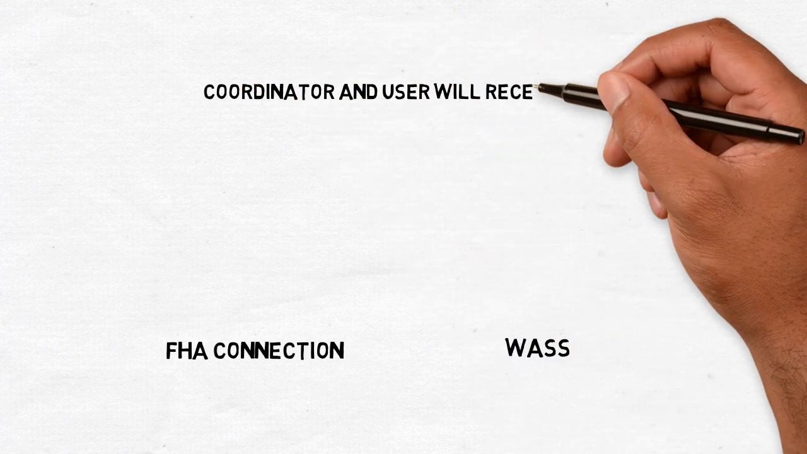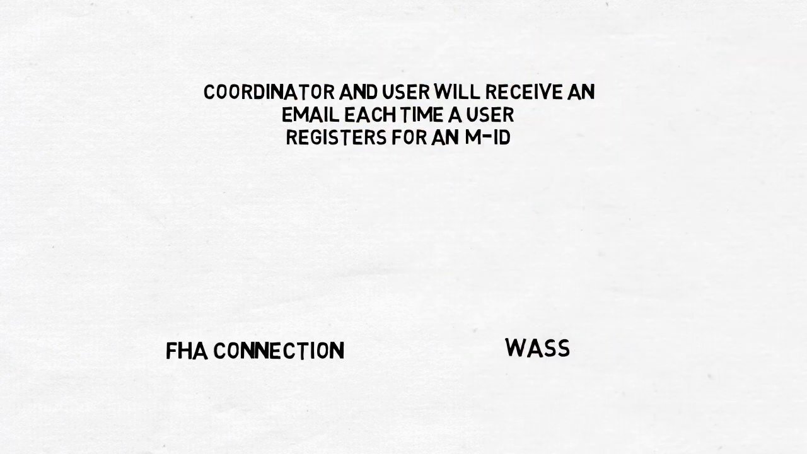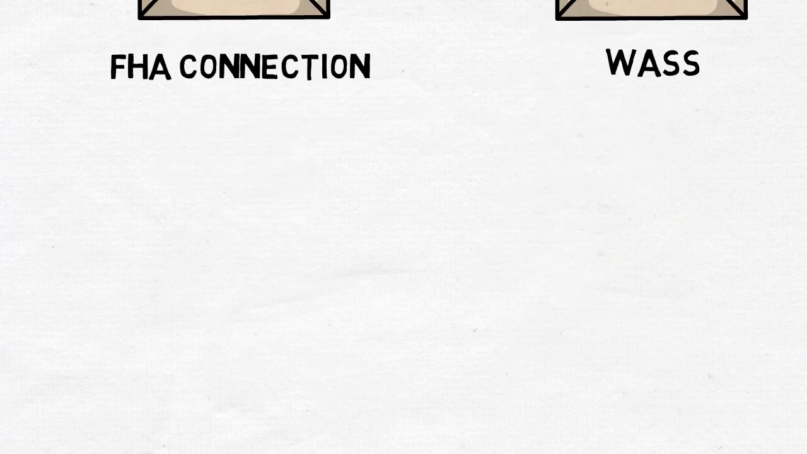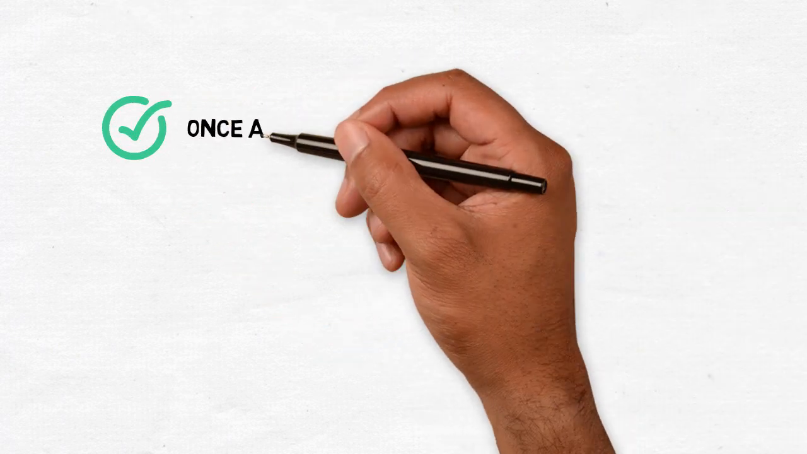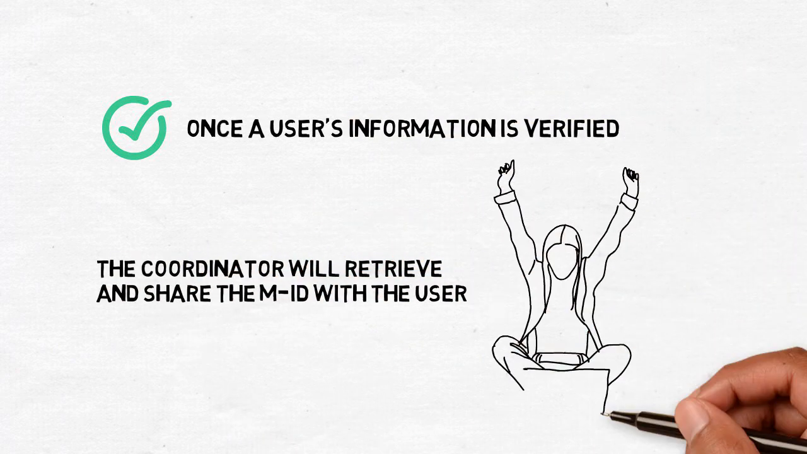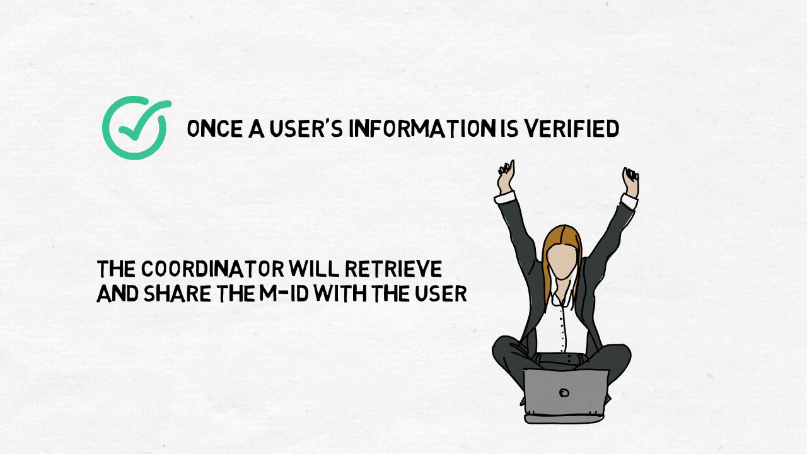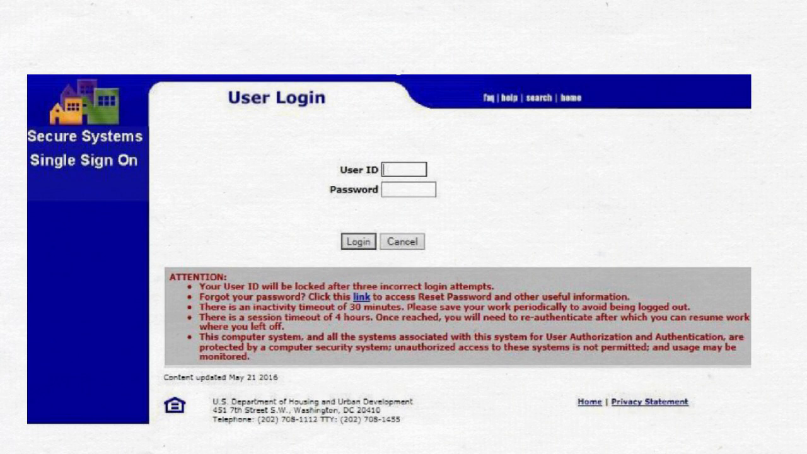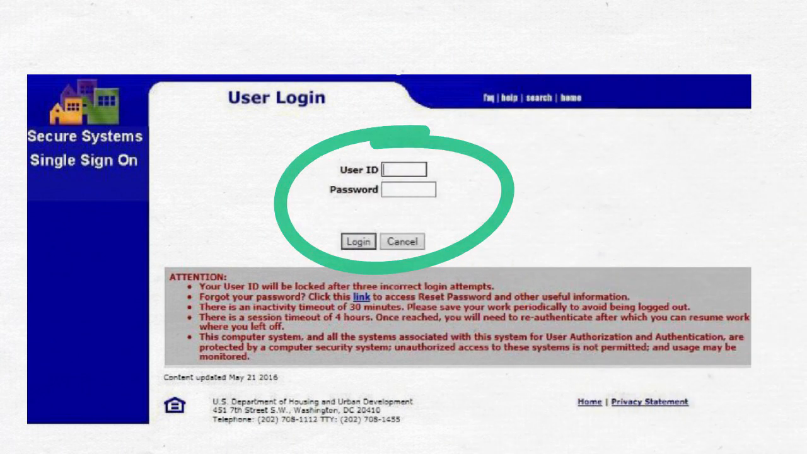For both the FHA Connection System and WAS, the user and the organization's coordinator will receive an email notification each time a user registers for their MID. After a user's registration information is verified, their organization's coordinator will retrieve the employee's MID and share that information with the user. Both users and coordinators can access the CNA eTool screen once they receive their MID by signing in on the Secure Systems login screen and entering the newly issued credentials.